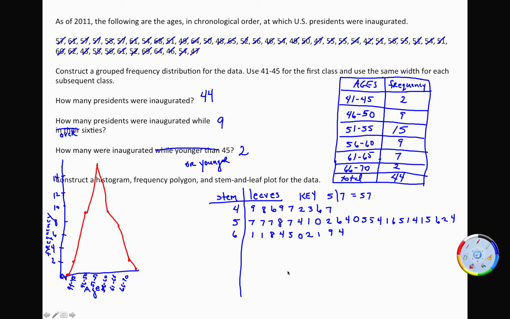And I have a stem and leaf. Okay. Please let me know if you have any questions, and we will pick up next time.